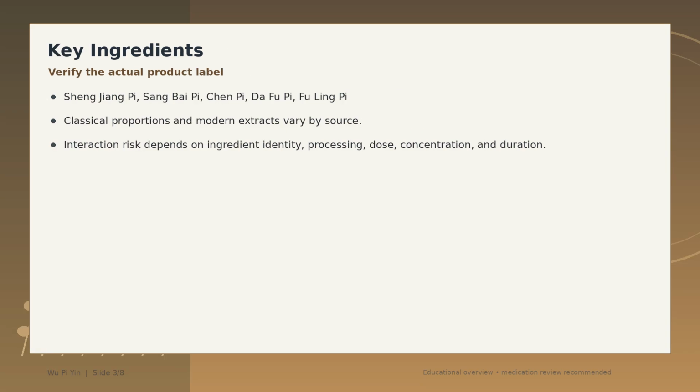Key herbs commonly associated with this formula include Shengjiang Pi, Sangbai Pi, Chen Pi, Dafu Pi, and Fuling Pi. In classical formula analysis, some herbs address the principal mechanism, others support the chief action, and others harmonize or direct the prescription. The exact composition can vary by lineage, manufacturer, granule concentration, and modification. For interaction analysis, the actual ingredient label and dose are more important than relying only on the traditional formula name.